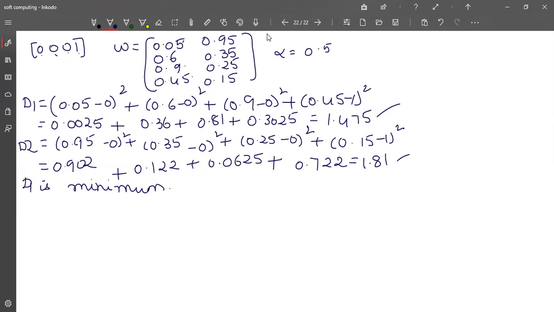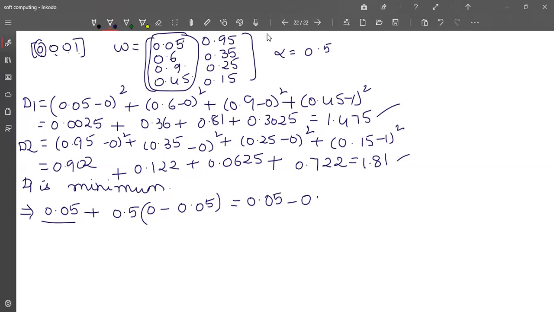Yeah, so now update the weight. Update this winner vector's weight. So now let's update the 0.05. Old weight is 0.05 plus our alpha 0.5 into our x1 is 0, 0 minus our old weight 0.05. So this gives 0.05 plus 0.5 into minus 0.05, so 0.05 minus 0.025. This gives 0.025.